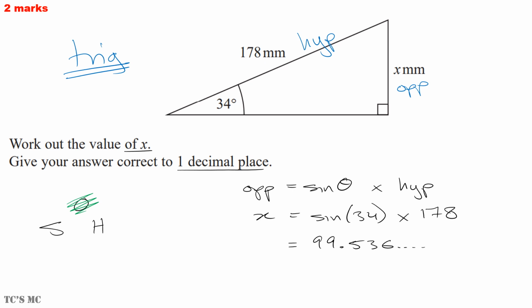The question says round to 1 decimal place. I am going to draw a wall after the first decimal place, which is 5. That 3 here means I must round down. So the value of x to 1 decimal place is 99.5. And that is my second mark.